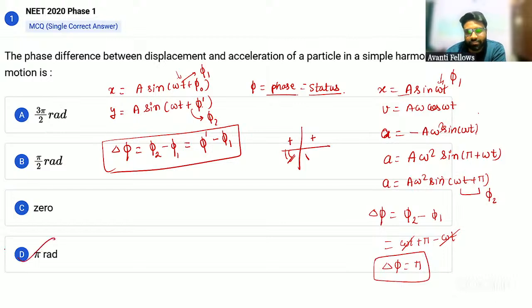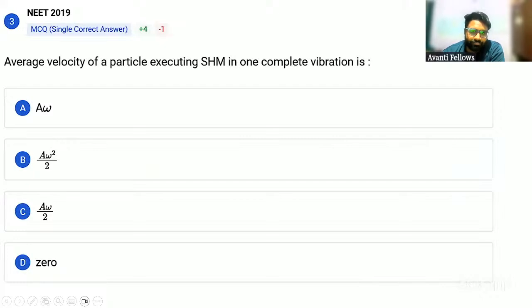Option D is. Okay. Now this one: average velocity of a particle executing SHM in one complete vibration is. Let me give you this question. Try to solve it. Tell me, it's a very easy question. Average velocity of a particle executing SHM in one complete vibration.